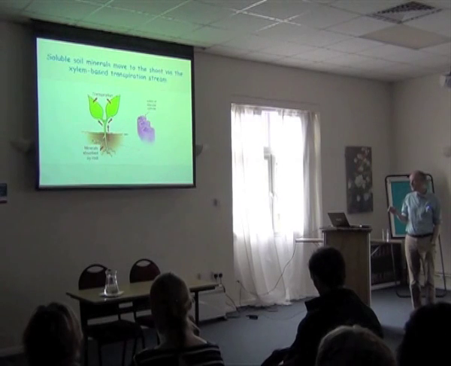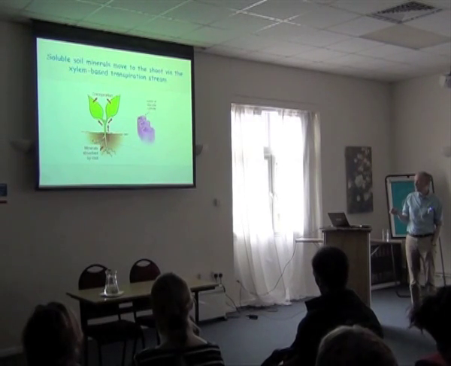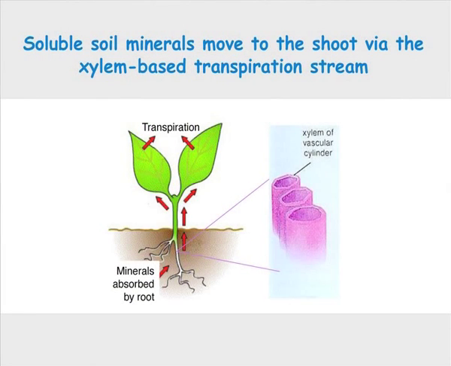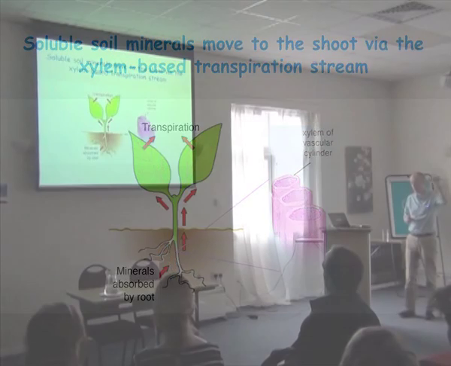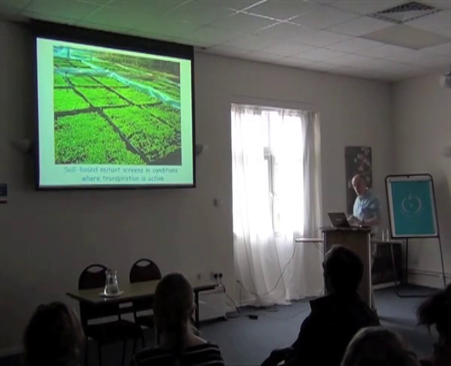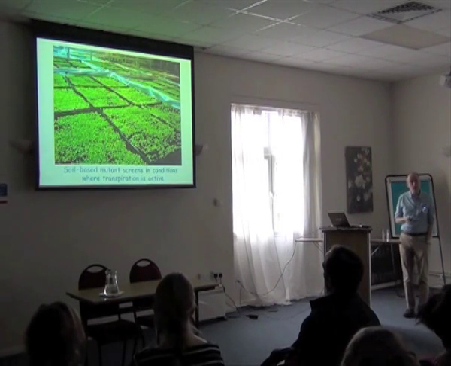So just to remind you, here's a cartoon of a plant. It's got its roots in the soil. Those roots absorb minerals, including salt. Salt then travels up in the xylem sap, up the xylem vessels in the vascular system of the plant, via transpiration, where transpiration or evaporation of water in the leaves causes the transpirational flow, which moves the salt and the minerals in the xylem sap from the roots up to the shoot of the plant. So we exploited this by doing the mutant screens in a different way.